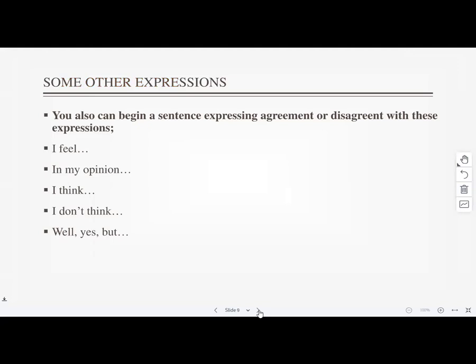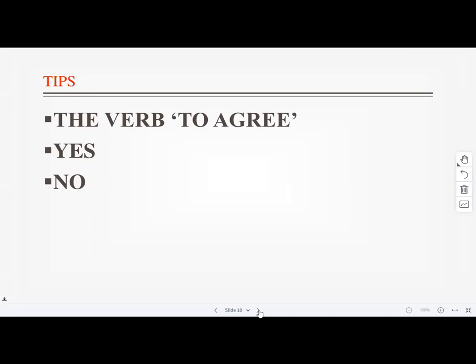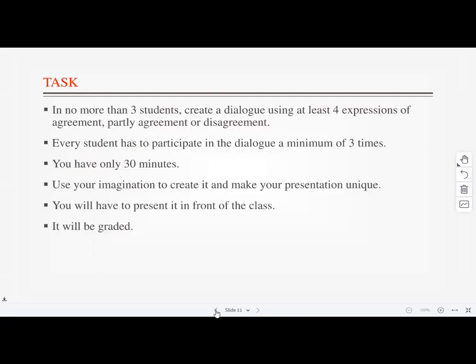Some other expressions that you can use for expressing agreement or disagreement are I feel, in my opinion, I think, I don't think. Well, yes, but, right? So the verb to agree is yes or no. In simple words, if I ask you, do you agree with this statement? You can simply say yes or no. All right?